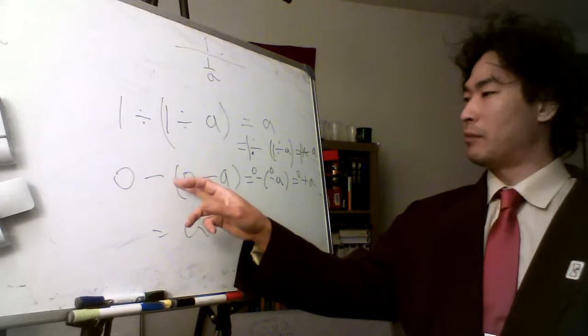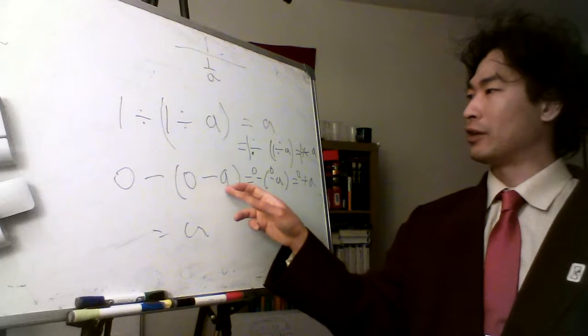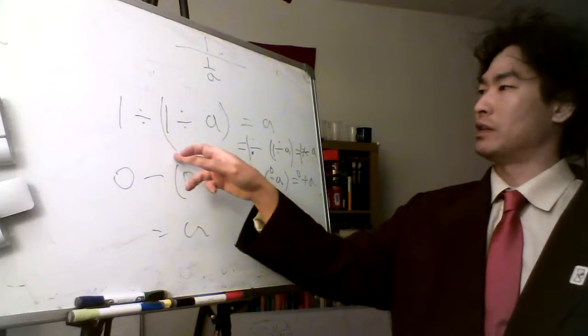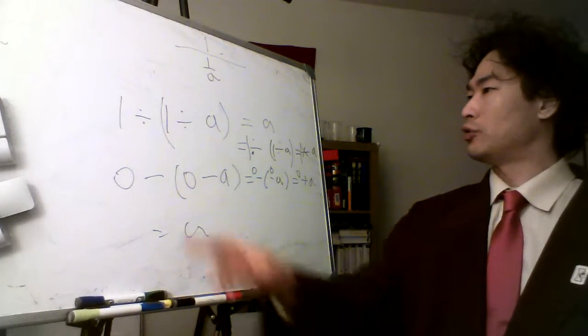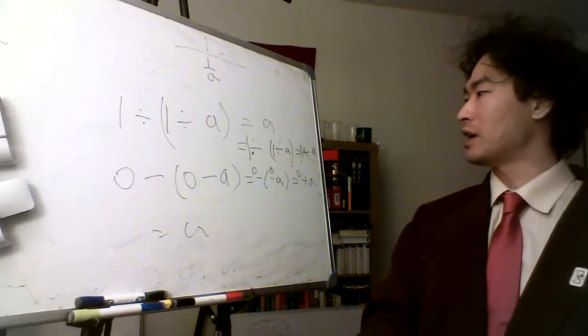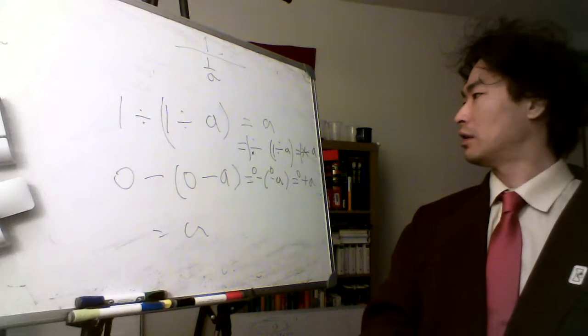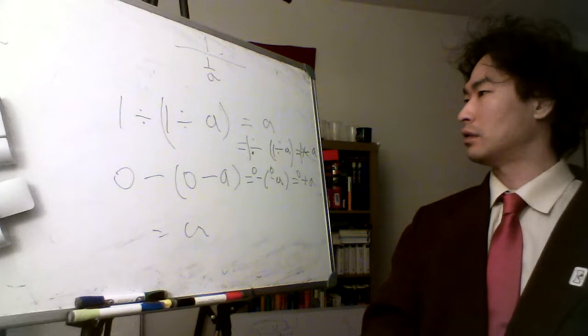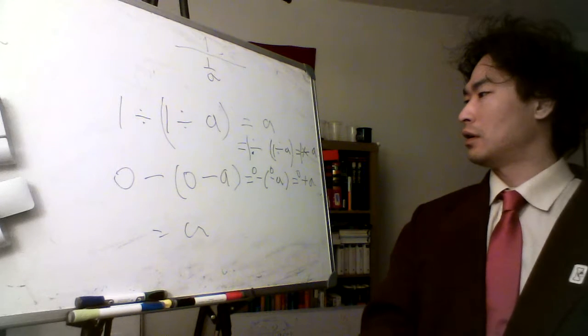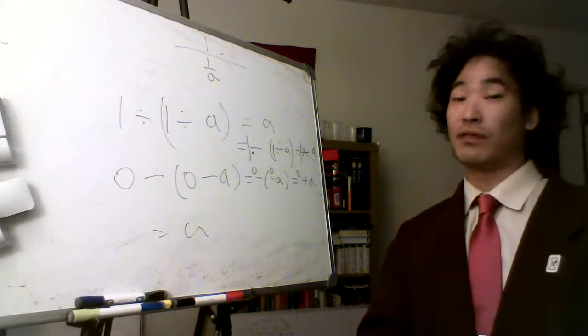Here it's like minus 1 multiplied by minus 1. Now, what's between this? Between two divisions? Is it multiplication or what? Or is it something else? It's not exactly a composite function.